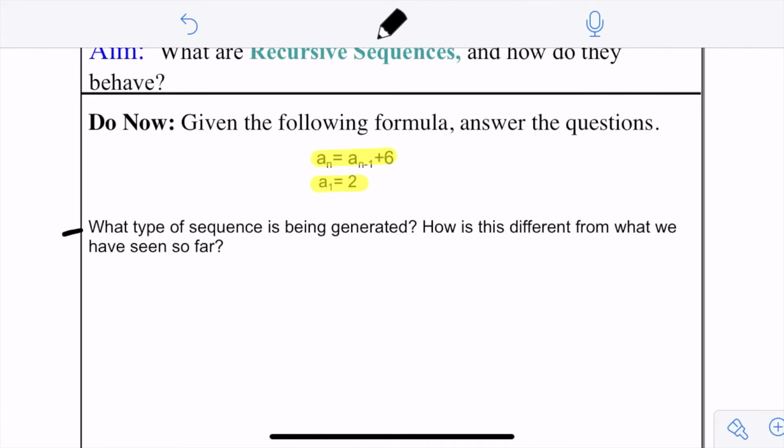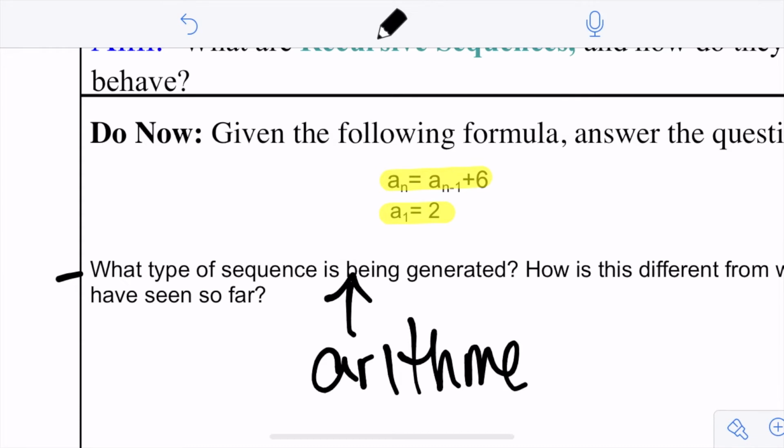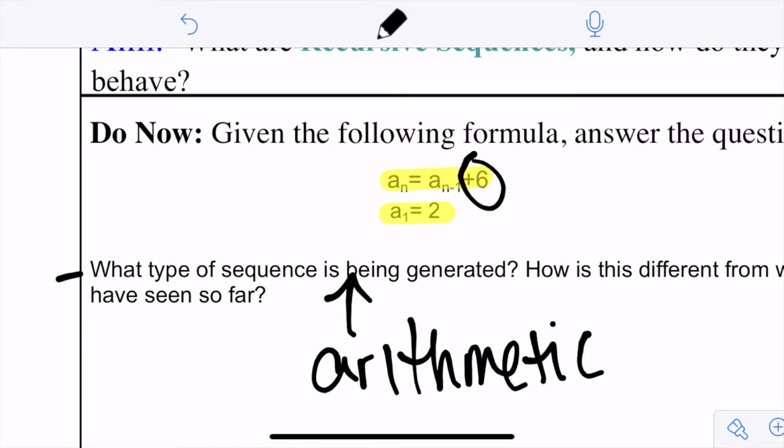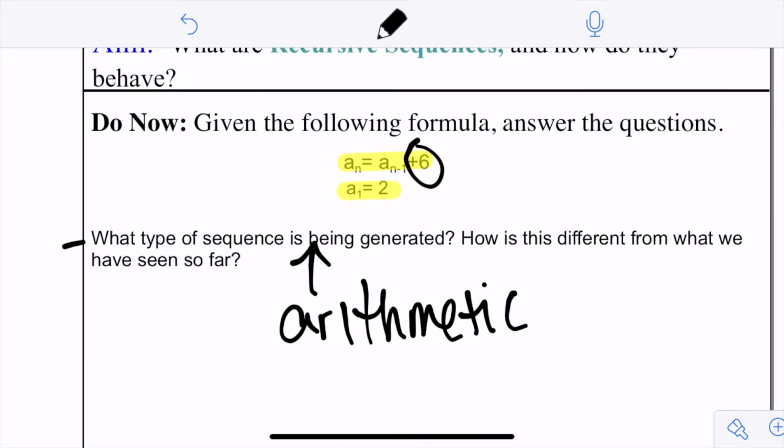Okay, so what you guys should have said for the first part, it says what type of sequence is being generated. You should have been able to tell that this is an arithmetic sequence, and the reason we know it's arithmetic is because we see that there's an addition going on. Remember, arithmetic involves something being added, geometric involves something being multiplied. So in this case, we could have said it was an arithmetic sequence because something was being added to it.